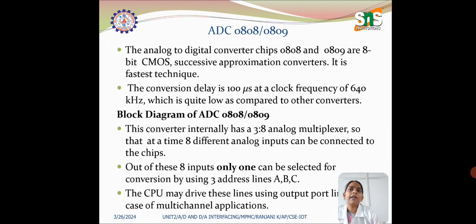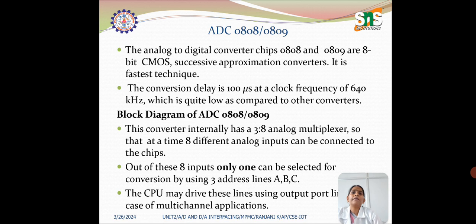A number of ADCs are available in the market, and the selection of an ADC for a particular application should be done carefully. Here we look at the ADC 0808 or 0809. This analog to digital converter chip is an 8-bit CMOS type, and it is a successive approximation converter, which is the fastest technique. The conversion delay is 100 microseconds at a clock frequency of 640 kilohertz.